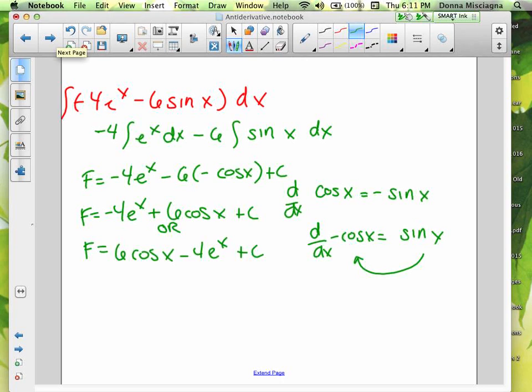And so if I have a negative 4e to the x plus a 6 cosine x, that's the same as a 6 cosine x plus a negative 4e to the x. Okay? All right, so hopefully this one wasn't so bad.